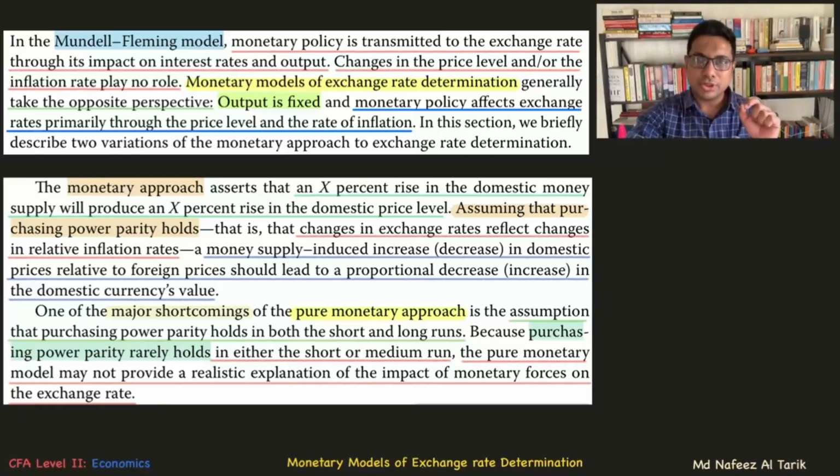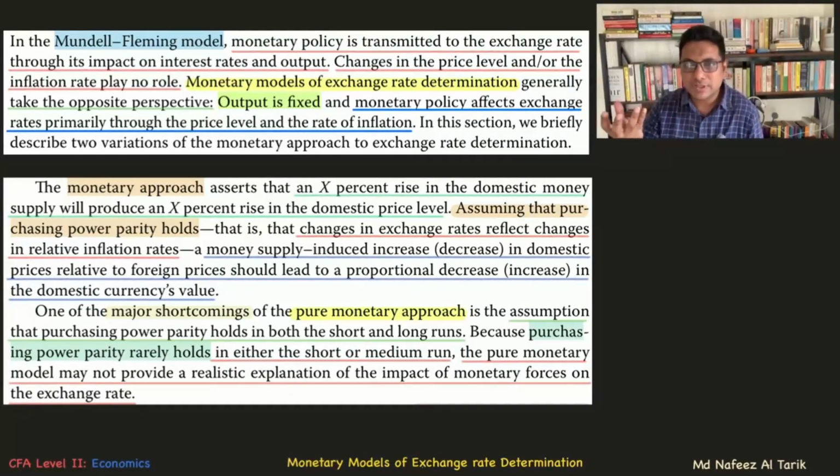According to monetary models of exchange rate determination, output is fixed. So output is fixed, and the monetary model affects the exchange rate primarily through the price level and the rate of inflation. Whenever there is a change in money supply, that policy affects the exchange rates through the price level and the rate of inflation. According to the monetary approach, an X% rise in domestic money supply will produce an X% rise in domestic price level.